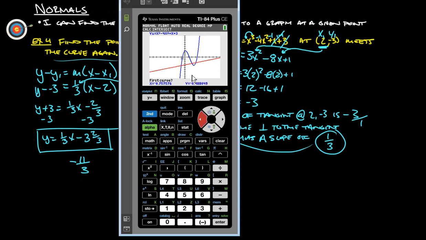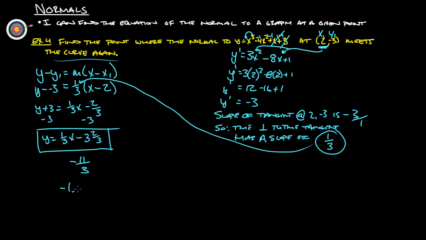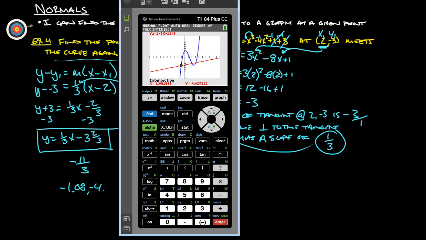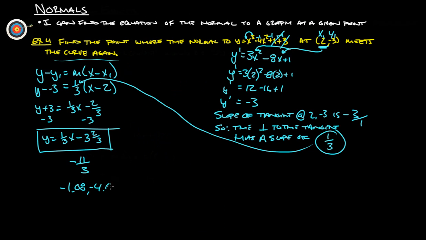So I'm going to just scroll this over, make sure it's closer to one or the other. And it says, is that the first curve? Yep. Is this the second curve? Yep. You want us to guess? Sure. Why not? Just tell me the answer. There we go. Negative 1.08 and negative 4.03. And it hits at another point.